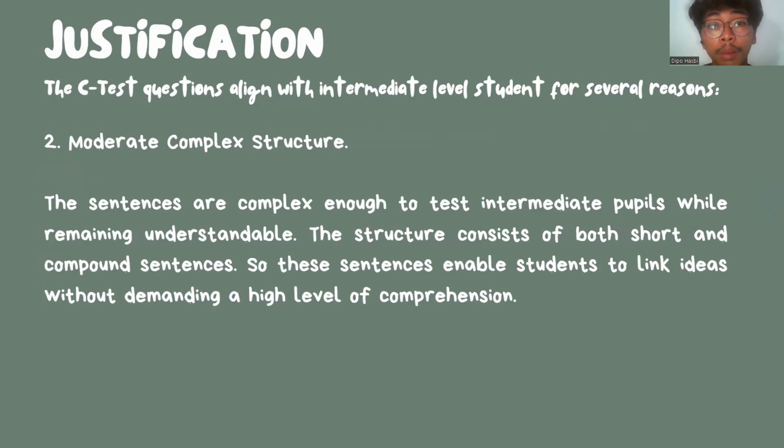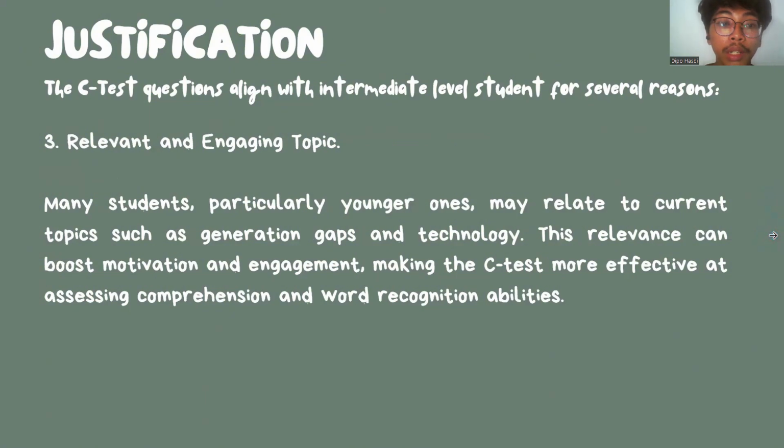Number two, moderately complex structure. The sentences are complex enough to test intermediate students while remaining understandable. The structure consists of both short and compound sentences, so these sentences enable students to link ideas without demanding a high level of comprehension. The third one, relevant and engaging topics. Many students, particularly younger ones, may relate to current topics such as generation gaps and technology. This relevance can boost motivation and engagement, making the C-test more effective at assessing comprehension and word recognition abilities.